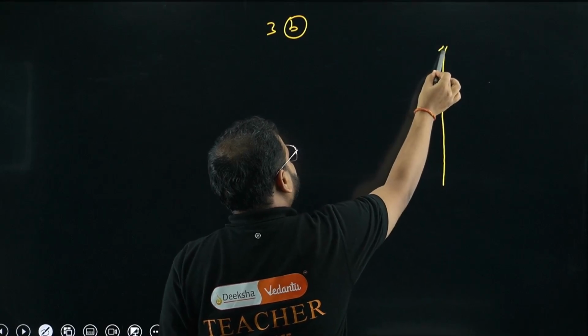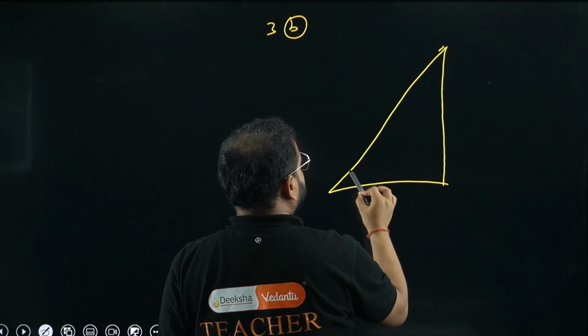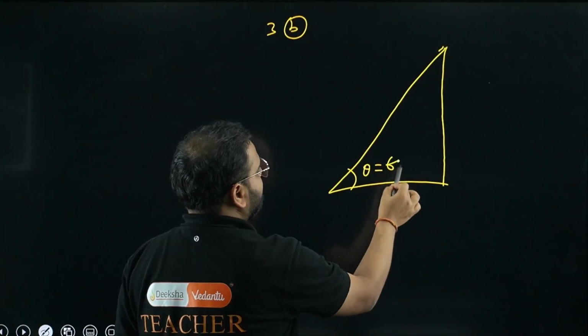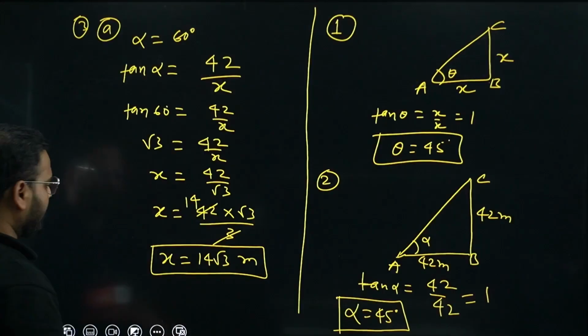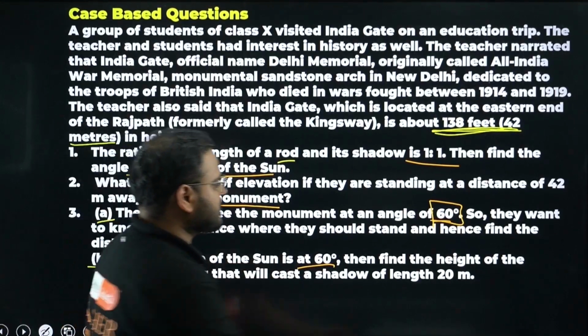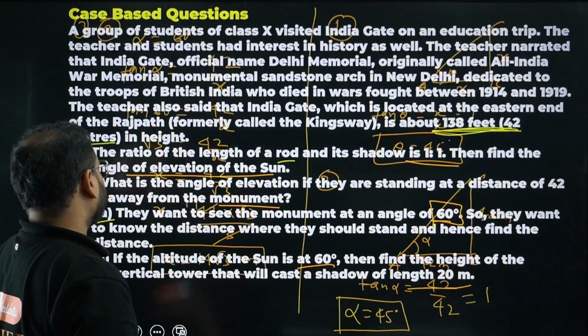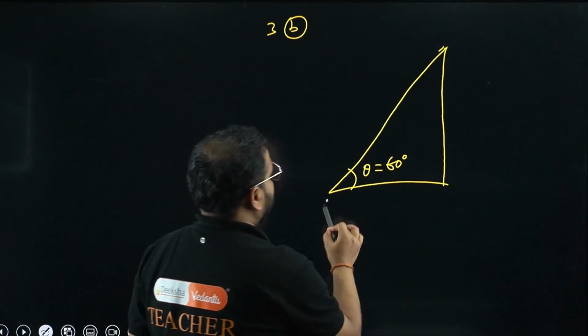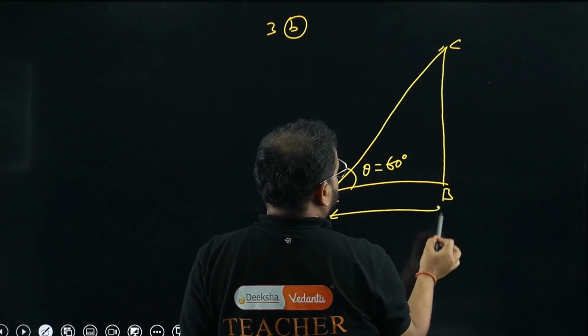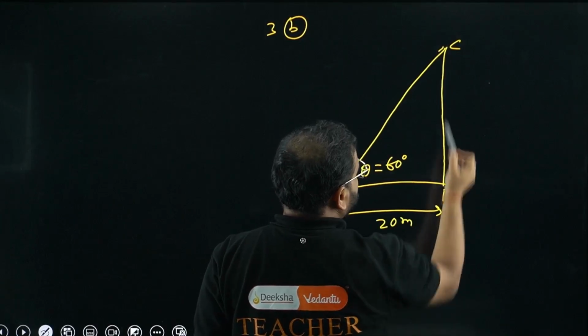Okay. They have given the line of sight. This is given as what? 60 degrees, right? Please check. This is given as 60 degrees. Again 60 degrees. And the height you have to find out when the shadow is 20 meters in length. This shadow, right? A, B, C. This is the shadow, right? This is 20 meters. They're asking us to find the height.